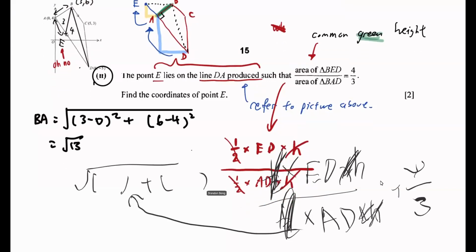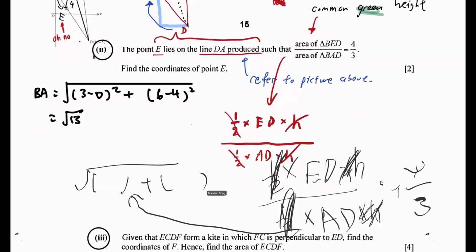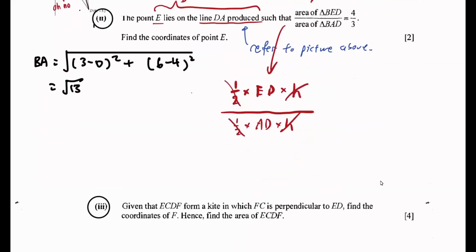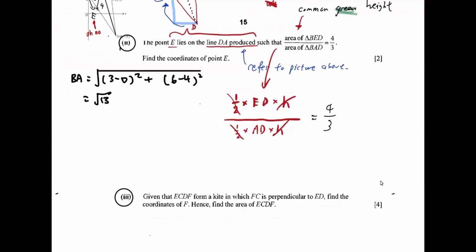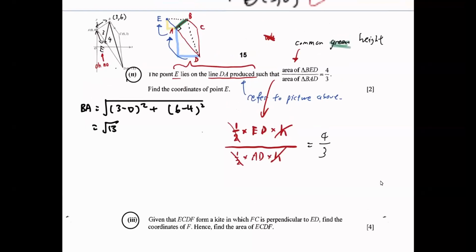Okay, we'll just move down, give you a bit more space. AD you can find because they give you point D and point A. Then after that, you can just find ED. For this one, just use the distance formula, length formula. How about ED? What is ED? Then how do you find point E? You have point D and... Do you remember the vector idea?